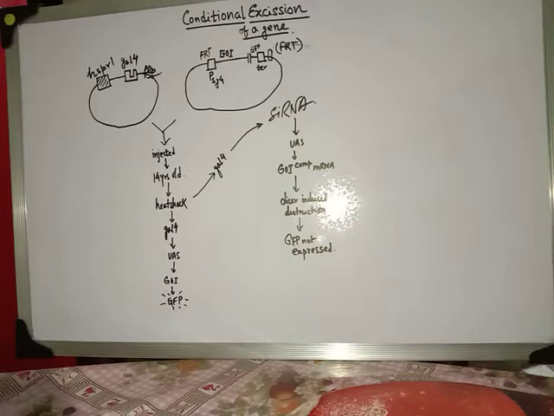Okay, leave that out. So conditional excision of a gene, not expression, excision of a gene. Suppose I want to study when a gene is expressed, and how deleting that gene after a certain time affects the organism as a whole. These kinds of things are basically done on a model organism called Drosophila melanogaster. It's a fruit fly, nothing else.